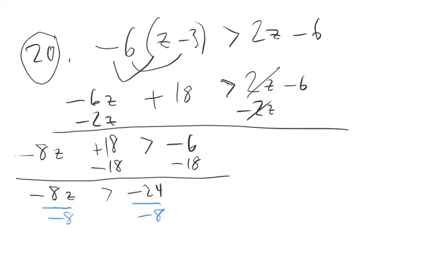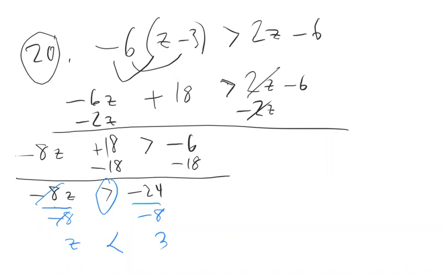Now I'm highlighting this in blue because there's something different about this. When you divide or multiply an inequality by a negative number, the inequality sign flips compared to what it was before. So the next answer is actually going to be a different inequality. This -8 crosses out, so you have z. This -24 divided by -8 is +3, but the inequality itself is now different because I divided by a negative. So this greater than sign now becomes a less than sign.